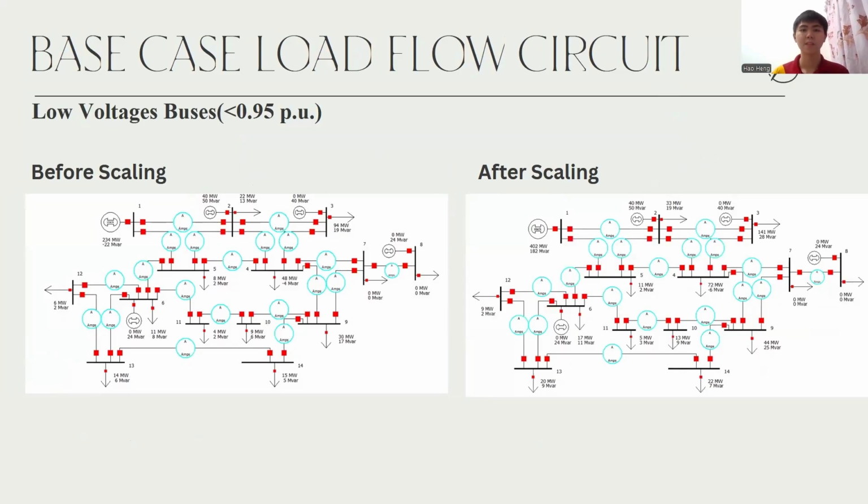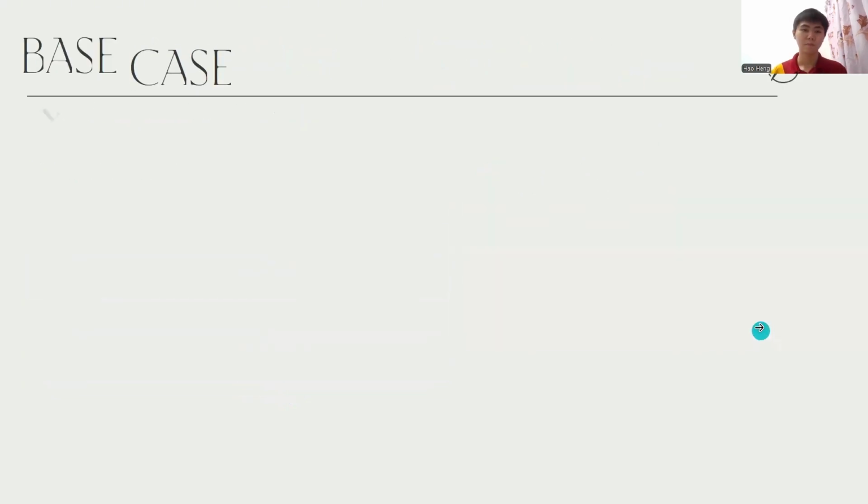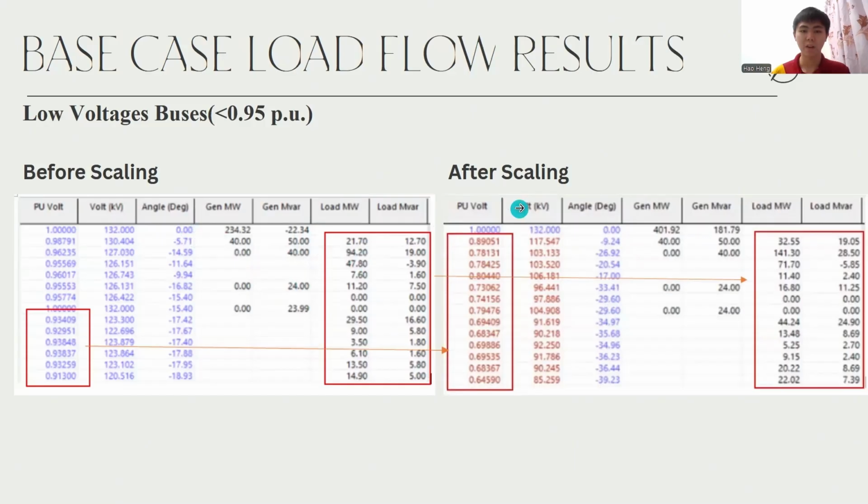Today, I would like to talk about the base case load flow for the tile of low voltage buses, which is less than 0.95 per unit. This is the circuit before scaling, and this is the circuit after scaling, which is increasing 150% for the active and reactive powers. For example, we can see from bus 14, the active and reactive power is 50 megawatt and 5 megawatt. Then after increasing 150%, bus 14's active and reactive power become 22 megawatt and 7 megawatt. And this is the result before and after scaling.